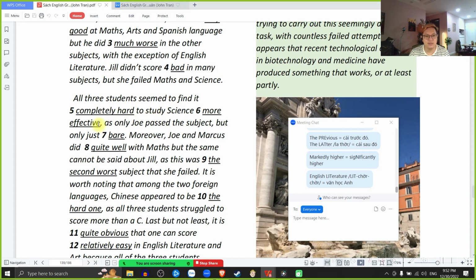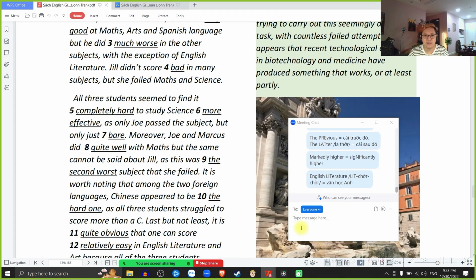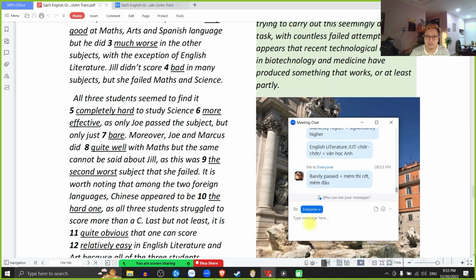Tất cả ba sinh viên học sinh này dường như thấy rất là khó luôn để học môn science một cách hiệu quả hơn. As only Joe passed the subject, bởi vì có mỗi mình Joe là đậu cái môn này thôi. But only just barely. Only just barely. What does barely mean? Barely passed means mém thì rớt. Nhưng mà cũng gọi là mém đậu luôn. Mém thì rớt nhưng mà mém đậu. Đậu vớt á. Tức là đậu mà điểm thấp nhất luôn á.